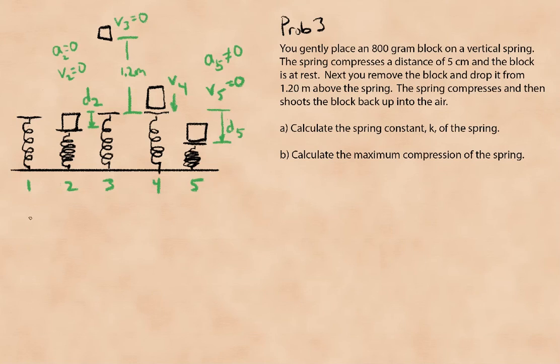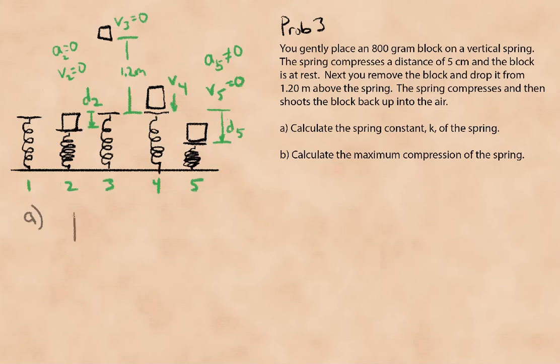So let's answer these questions. Part A, calculate the spring constant of the spring. So what I'm going to look at is situation 1 and situation 2. Situation 1 shows the initial or the equilibrium length of the spring, the equilibrium position. When I place the block on, the spring compresses a distance d2.